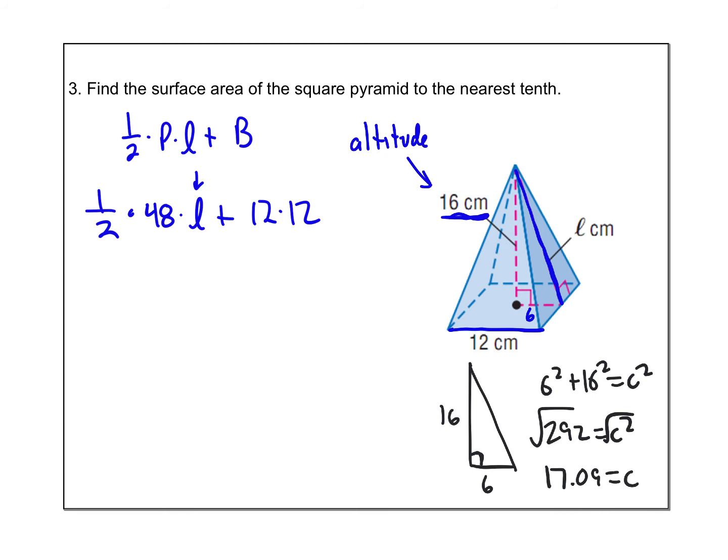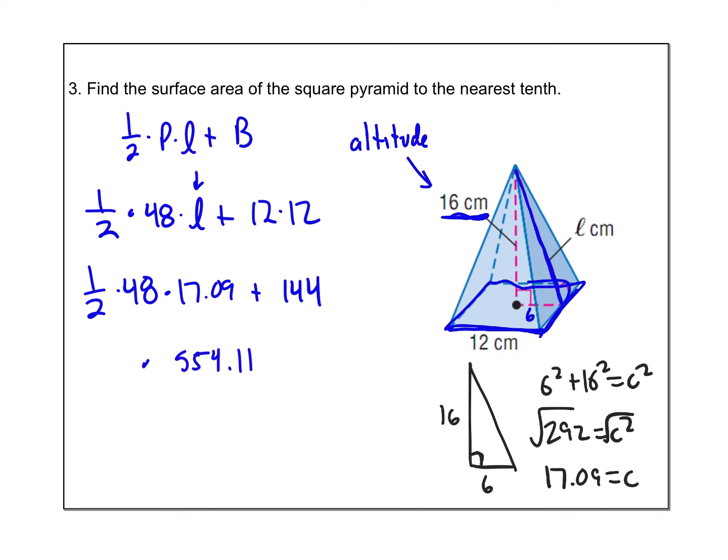So now I'm going to put that in. So 1/2 perimeter of that bottom is going to be 48. 12, 12, 12, and 12 times 17.09 plus 144. So I take that times 48 divided by 2 plus 144. I get approximately 554.11. That's what I get for an answer.